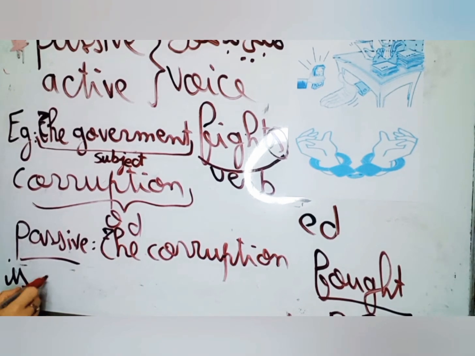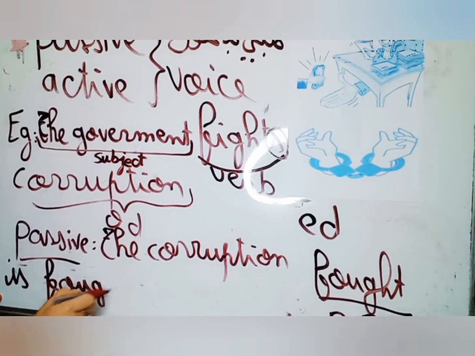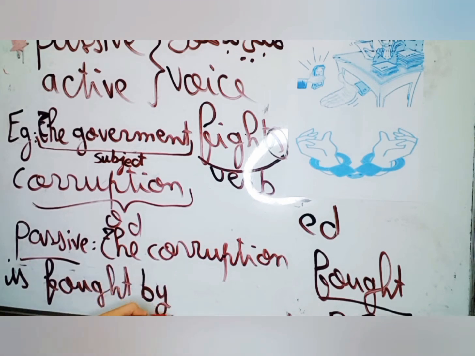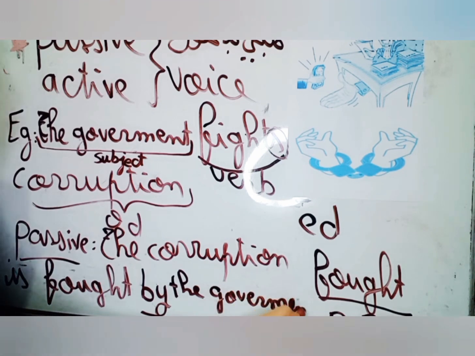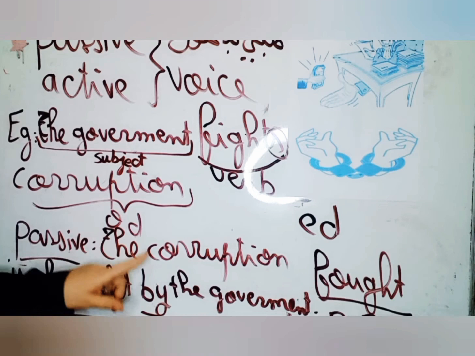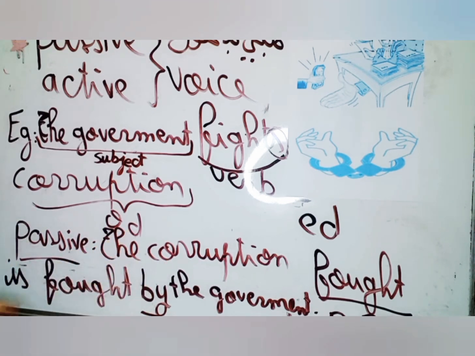نرجع للجملة تاعنا. Fought. Fought what? Fought by. مادام لقينا by معناتها it is passive. By, من طرف. By what? The government. يعني تحويلات هنا. The direct object becomes subject. المفعول به يولي فاعل.